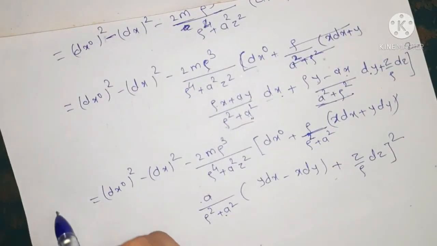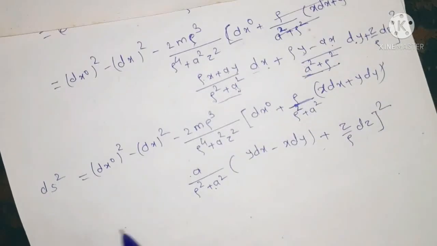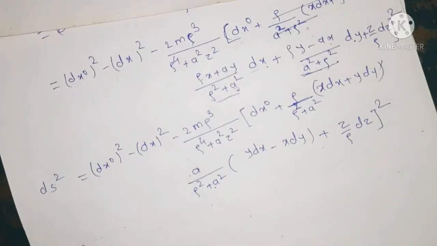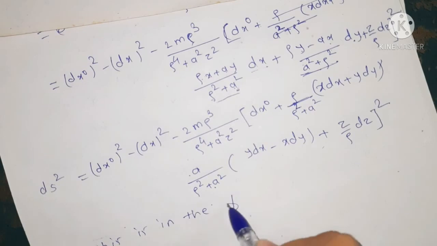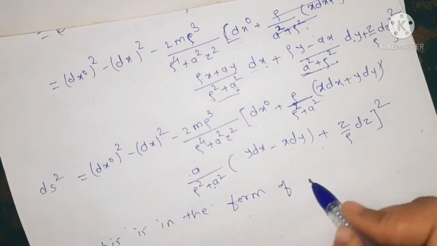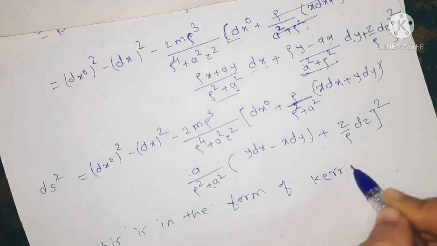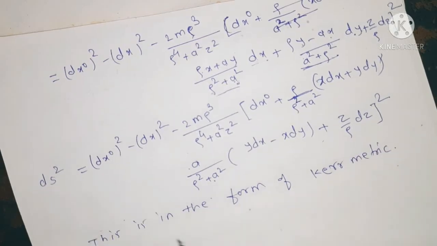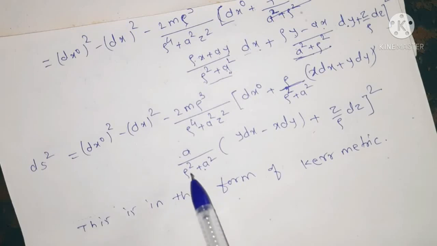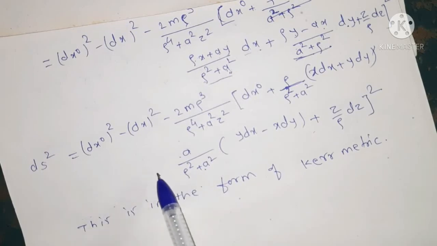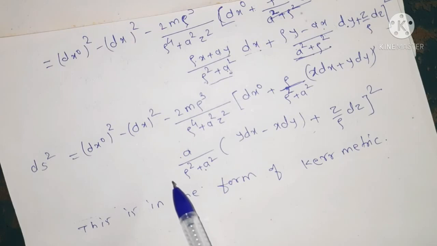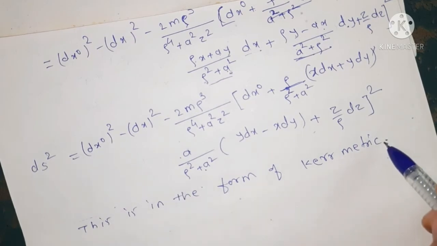Okay, so this is our line element, and this line element is called the Kerr metric. So this is the form of the Kerr metric. And what does this represent? This represents the line element of an axially symmetric rotating body. Okay, so here we have completed our topic, Kerr metric. Thank you everyone.